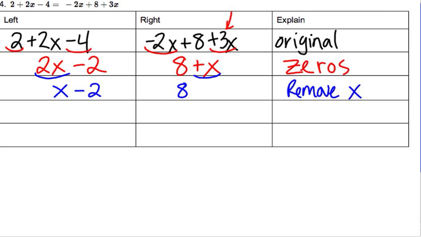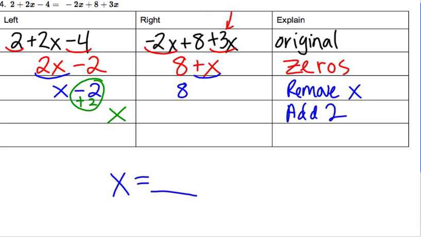We are so close to being done. But remember your goal, I want x to equal something. So the next step here will be to add 2. I'm adding 2 because it will get me my 0 on the left, which gives me x all alone. When I add 2 on the right, I get 10. The answer is 10.